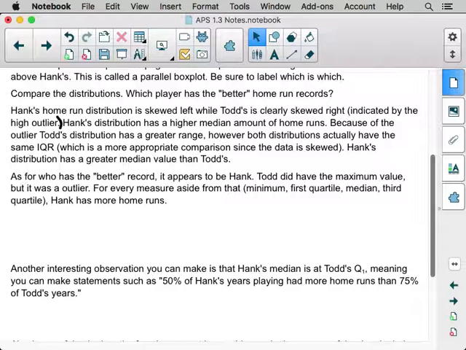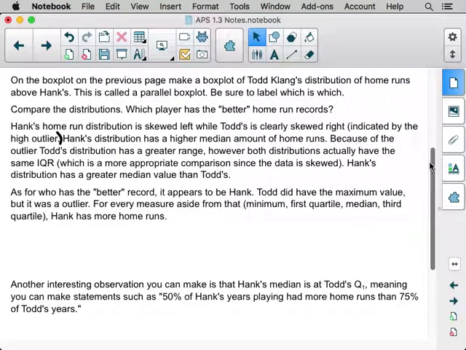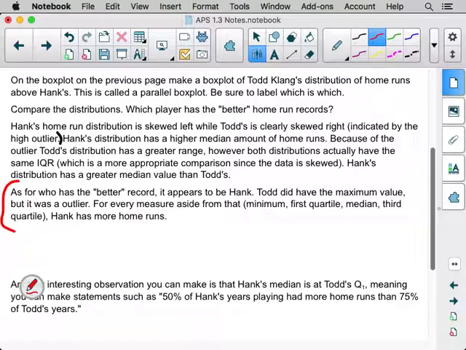You're welcome. All right. One thing I want to discuss while you're writing. One thing I did want to throw into the conversation is the question. The question was compare. That's why we're doing shape, outliers, center, spread plus context. But then also, deeper in the conversation, which player has the better home run records? So that's what this paragraph is more getting at. That's why I dove deeper than just SOCS.